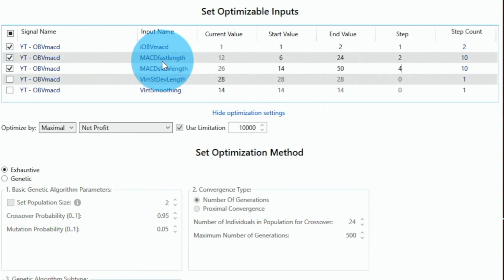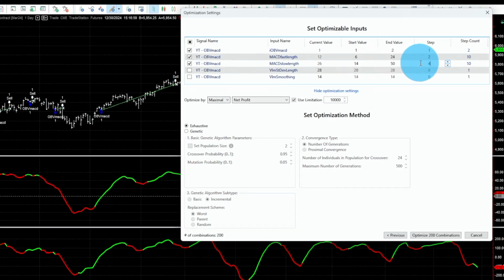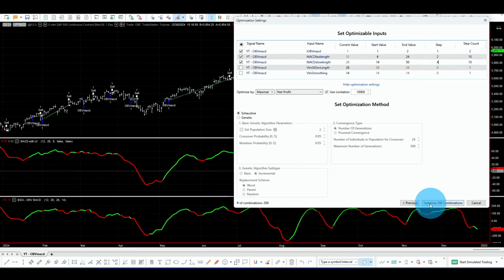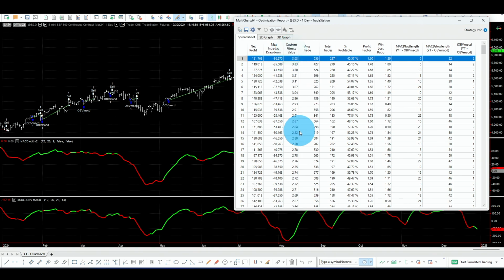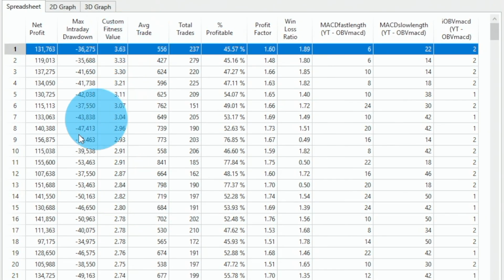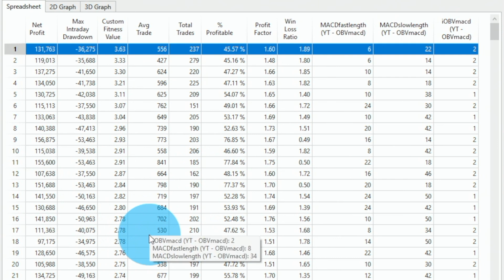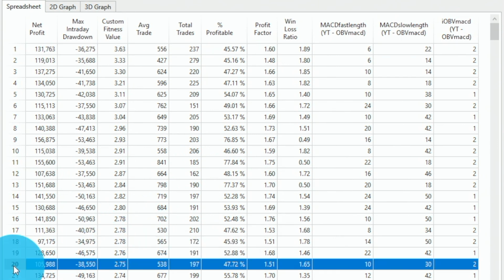I will optimize the fast length from 6 to 24, step 2, and the slow length from 14 to 50, step 4. So all in all, we have 200 optimizations. And if we sort our optimization by return to drawdown ratio, that should give us the best strategies on top. And let's look at the top 20.